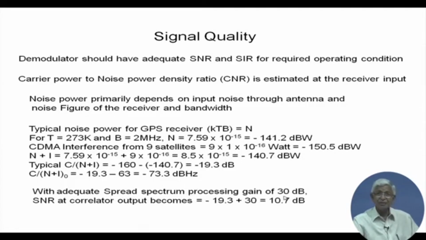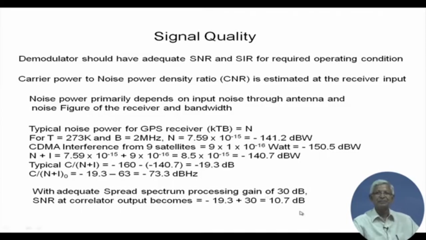So, the CDMA processing gain has to be 30 dB. With a processing gain of 30 dB, you get minus 19.3 plus 30, which is 10.7 dB SNR at the correlator output. Your receiver will work up to that. So, that is the CDMA advantage, what you are extracting out of it. With a 2 megabit spreading, you get 30 dB, right?